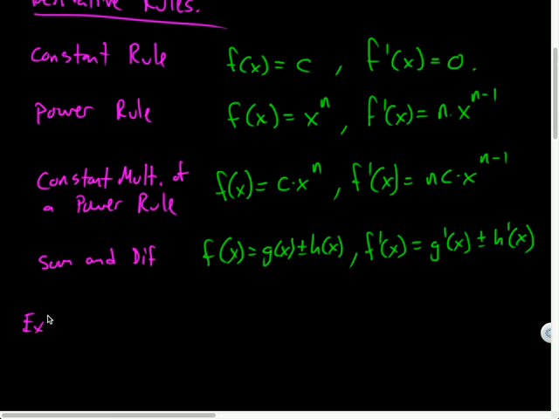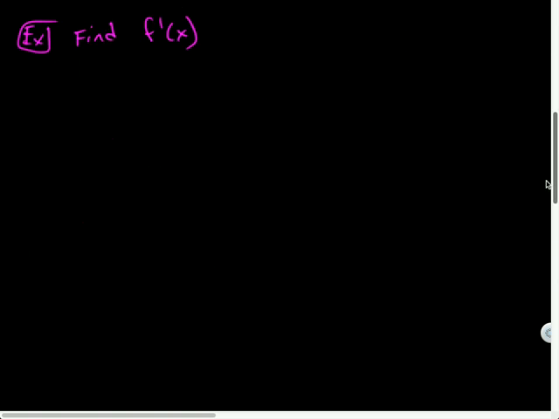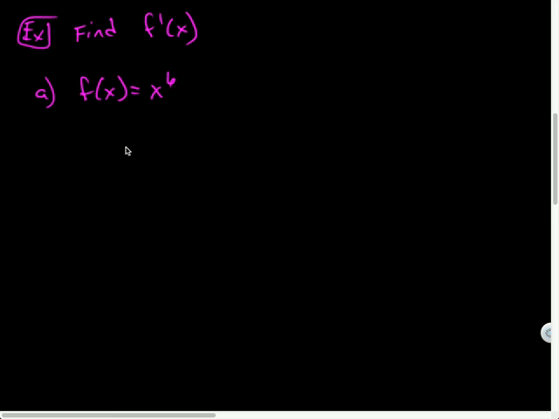So let's see. Find f prime of x for the following. Let's say for part A, f of x is equal to x to the 6th. So f prime of x would be 6 times x to the 6 minus 1. You don't even have to write that down, probably. You could do it in your head. So f prime of x is just going to be 6x to the 5th, right?